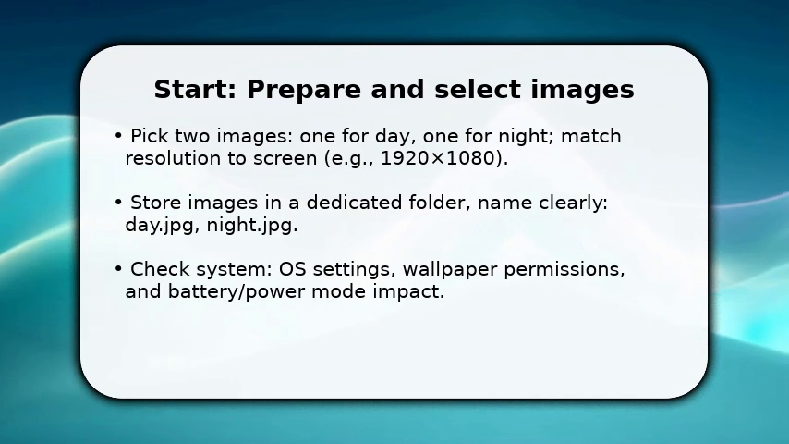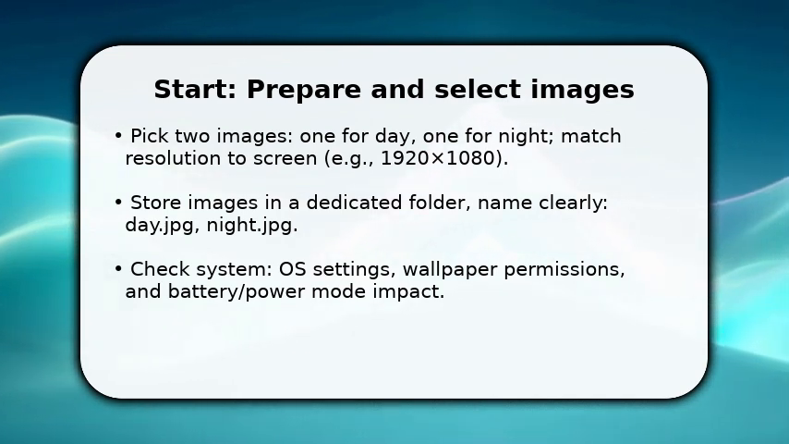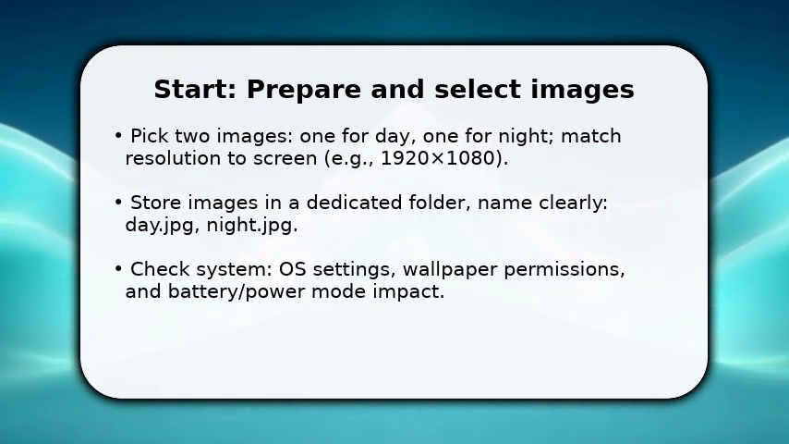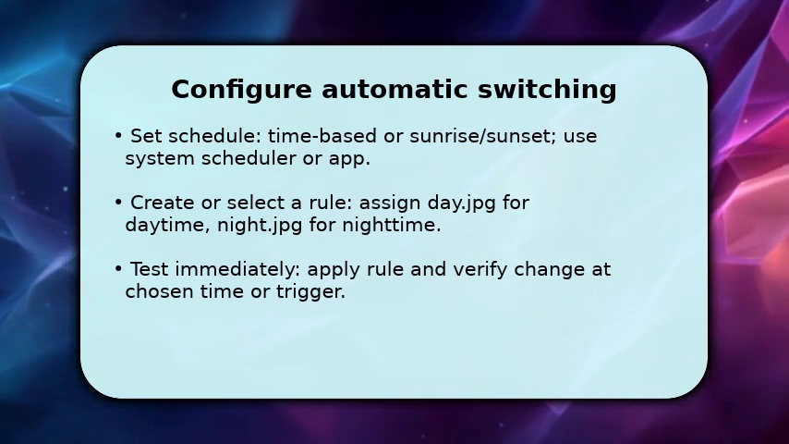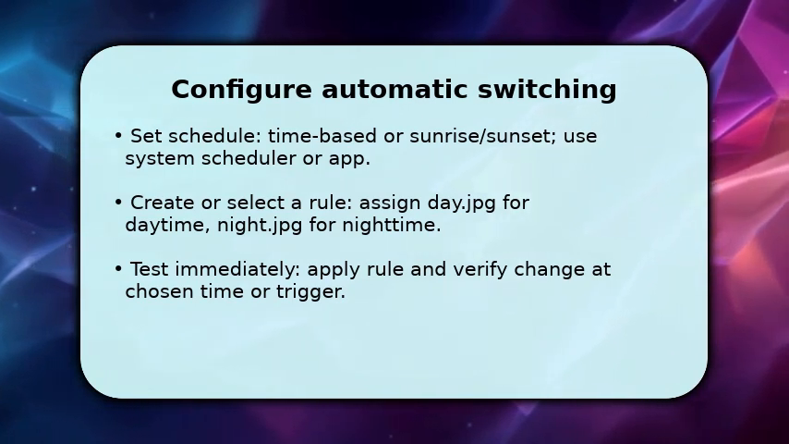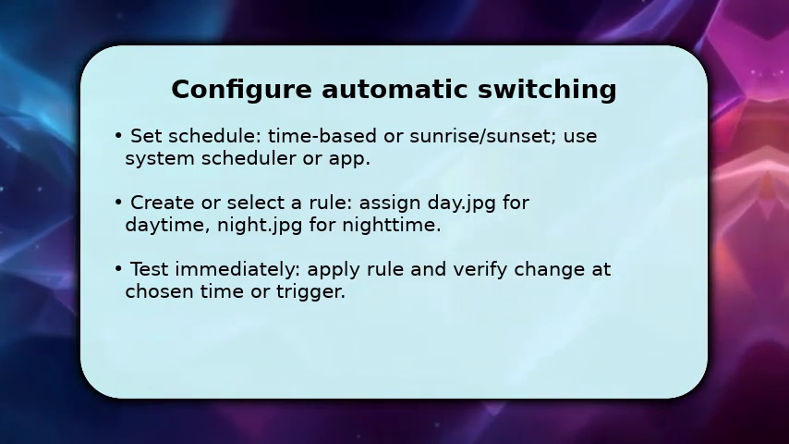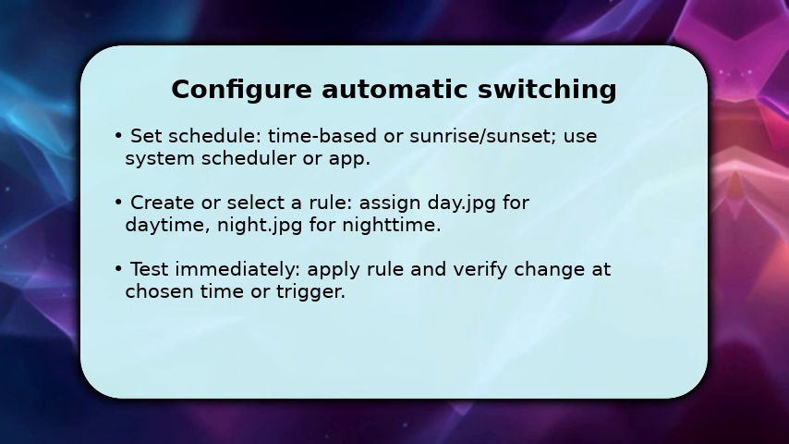Now, open your display or personalization settings. This is where you will create the rule that swaps those images on schedule. Now configure the automatic switch. Choose time-based hours or link to sunrise/sunset if supported. You do this in the OS Wallpaper Scheduler or a third-party app.